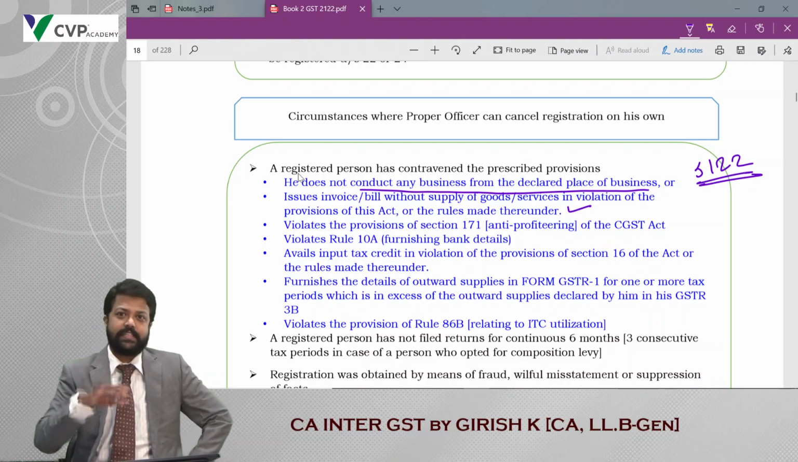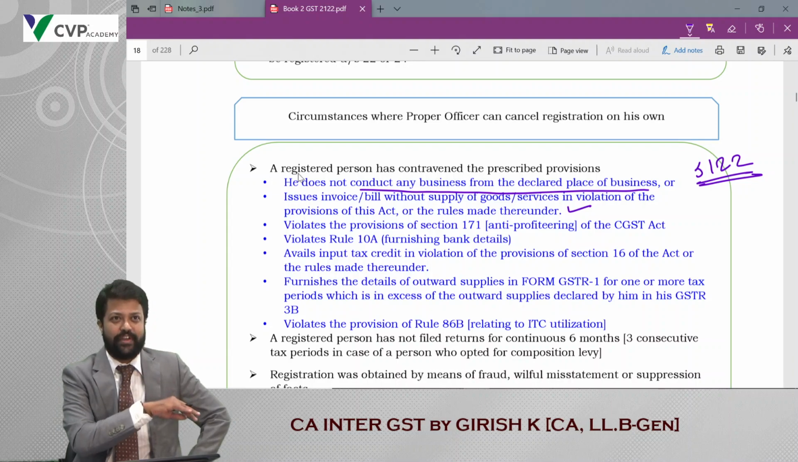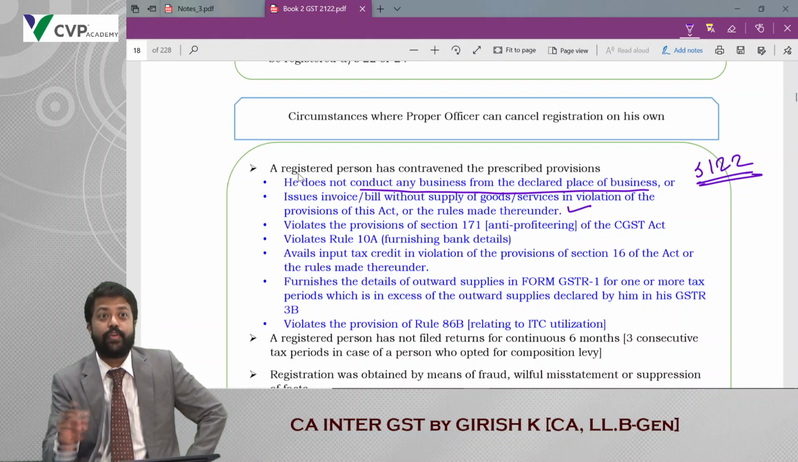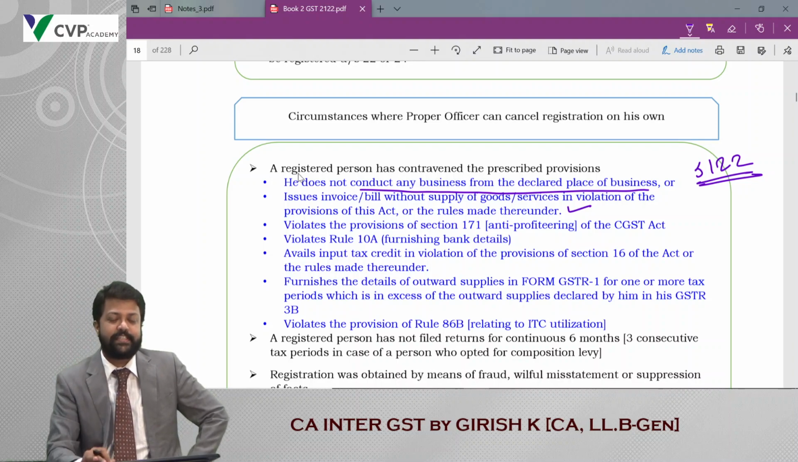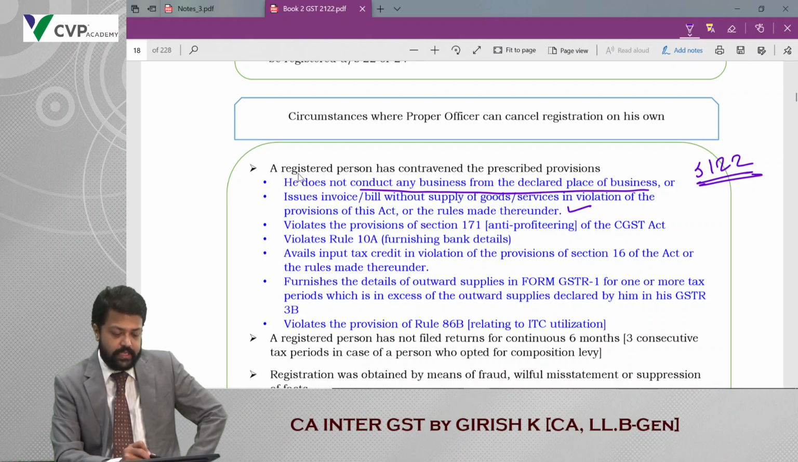There can be a vice versa case also, meaning actually supplying goods and services without issuance of bills. That is also an offense under section 122, and such an offense is liable to be penalized with a penalty of rupees 10,000 for each such invoice or each such case. So that is a big evasion of tax and an offense. But if the authorities find out that such things are happening, meaning a person is issuing tax invoices and not actually supplying the goods, then in that case they may cancel the registration.